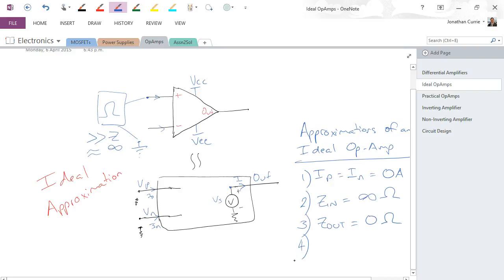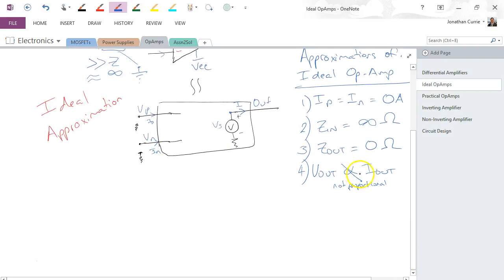Further approximations we can make, we can say that the output voltage is independent, so it is not proportional to the output current. So in an ideal world, we can supply as much current out of this device because Z out is equal to 0, and it will not affect the output voltage. Alright, so the load regulation, if you think of this as a power supply, is very, very good. Right? So V out is not proportional to I out. There is no relationship there. They are completely independent.